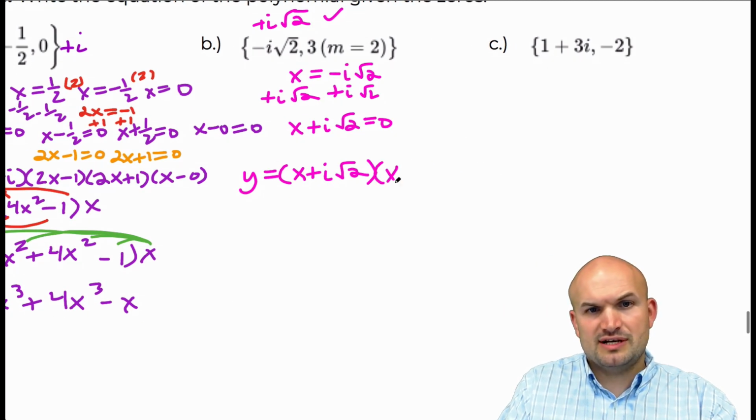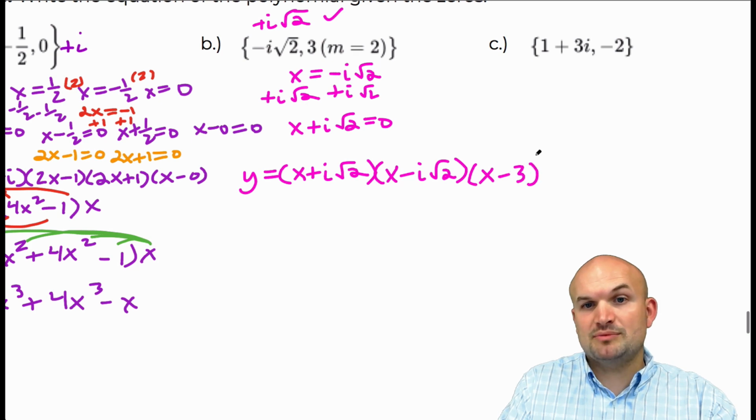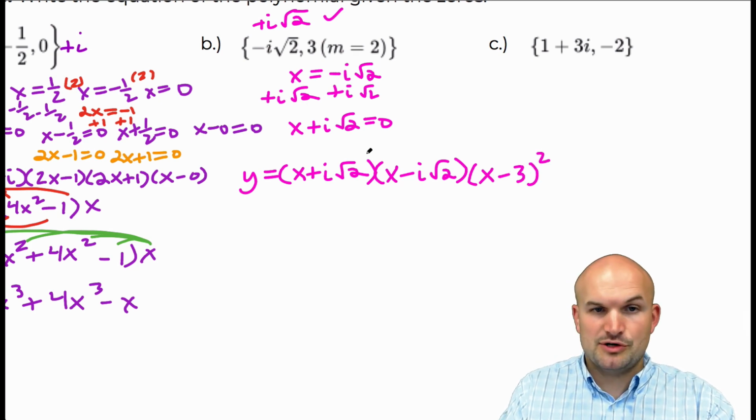Then let's do the negative one. So that's going to be x minus i square root of 2. And then again, remember 3 is the 0, so that would be x minus 3, but it has a multiplicity of 2, so it's a repeated 0.